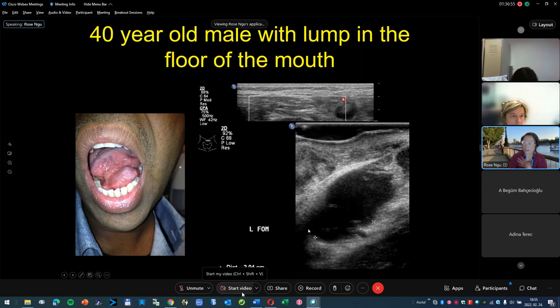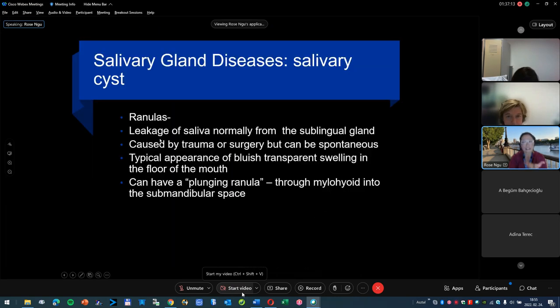Now, this is another image of the ranula sitting in the floor of the mouth, and this is using an intraoral probe. So that's your small hockey stick that you put in the floor of the mouth. So that will be the mucosal surface, and this is the ranula. Cystic in appearance. So it's a leakage of saliva, normally from the sublingual gland, caused by trauma. It normally has a bluish transparent swelling in the floor.